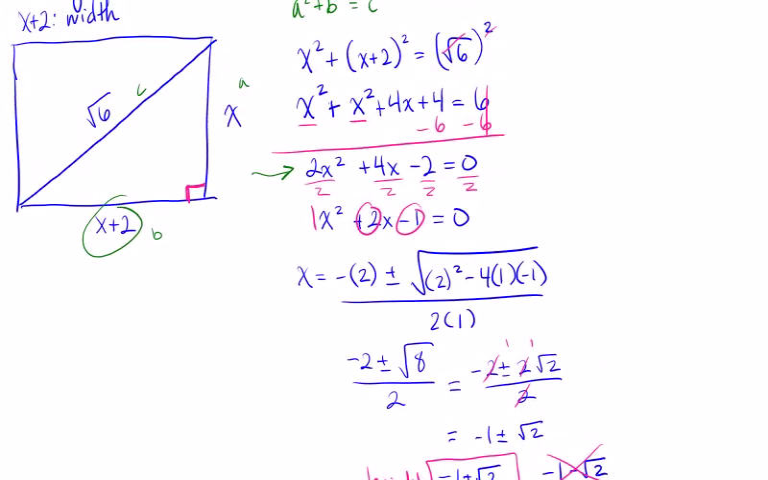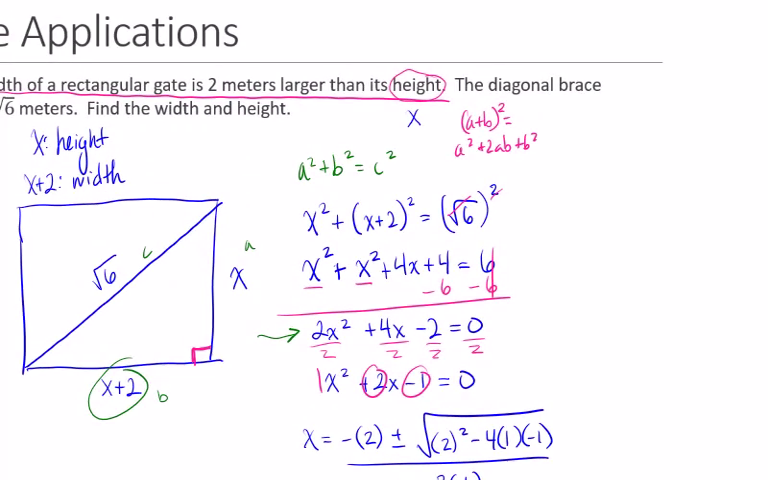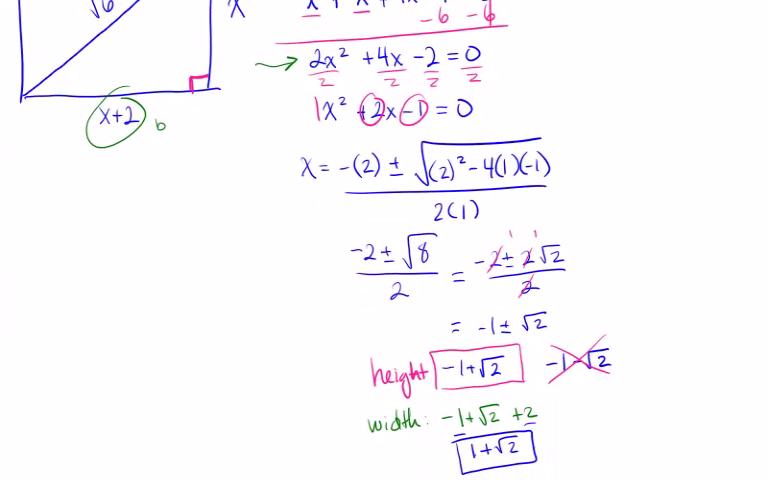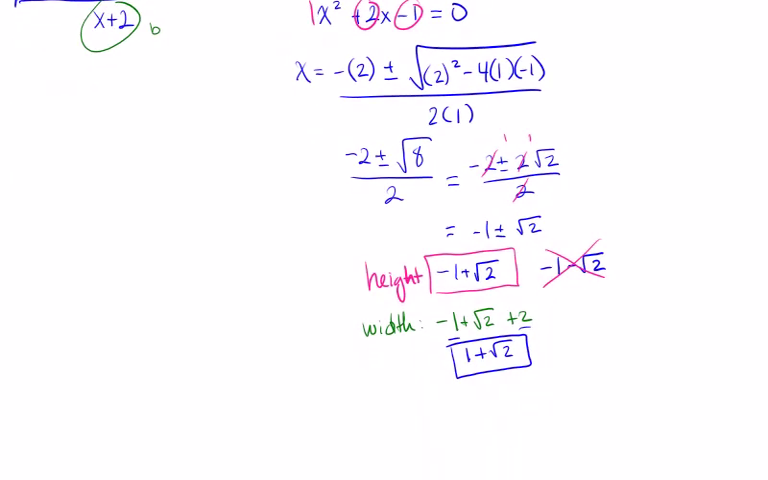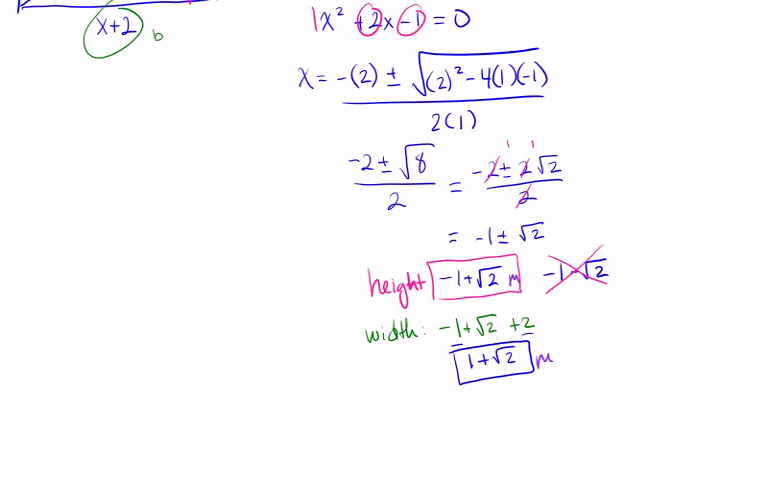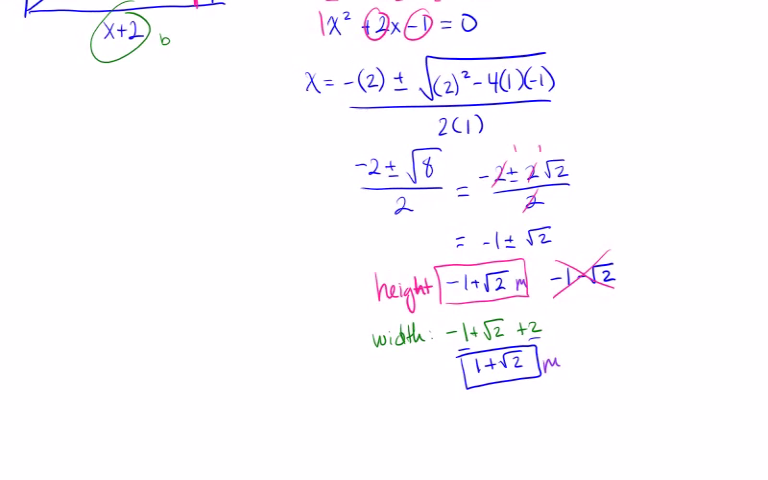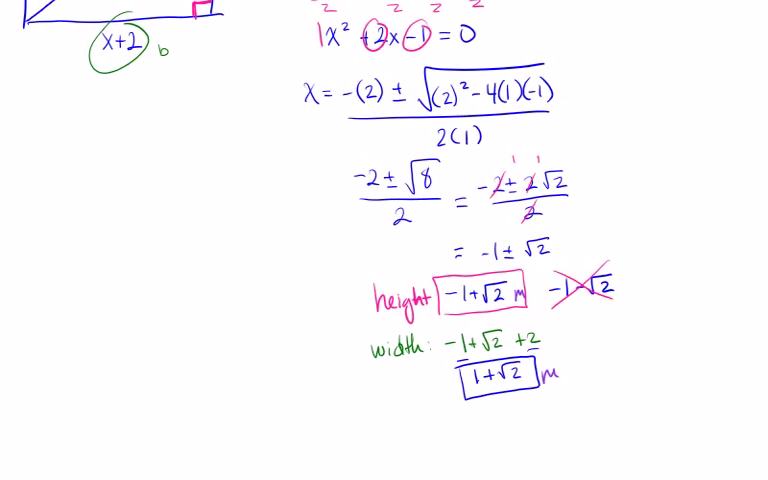And then one more thing, don't forget your units. So we see here that we're talking about meters. So make sure you include your units. So it'll be negative 1 plus root 2 meters for the height, and then positive 1 plus root 2 meters for the width. Okay. Now remember, you can plug those in your calculator and get a decimal approximation. Since they didn't say to round, we're just going to keep it exact, but that might be something you do at some point. All right, shoot me any questions if you have them on this.